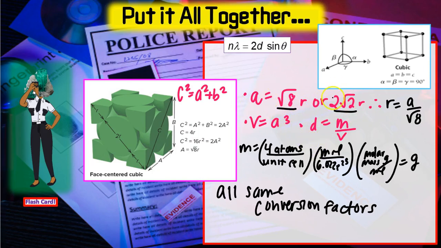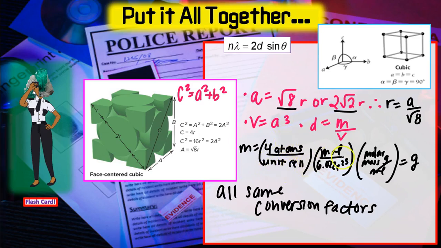Now, of course, if I have my edge length, I can solve for my radius. So my radius would be my edge length divided by square root of 8. And if I have my edge length, then of course I can get my volume, which is going to be my edge length cubed. And with my volume, I can then get my density, which is going to be my mass divided by my volume. Now we know my mass is based on the number of atoms per unit cell. And because we're FCC, we have 4 atoms per unit cell.